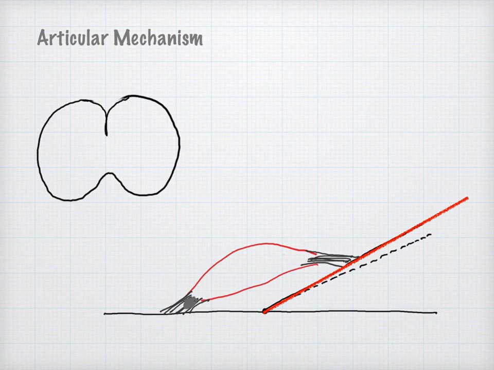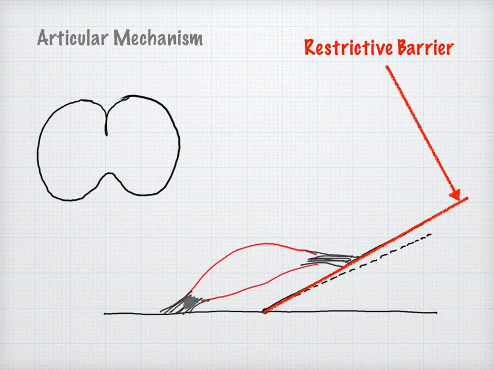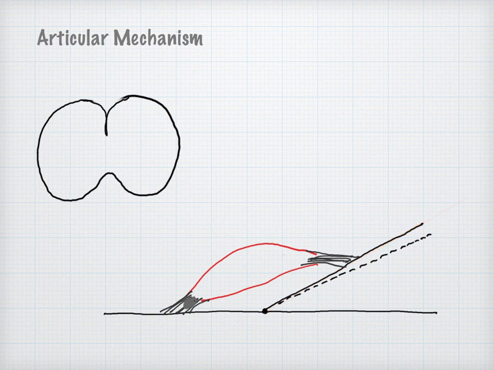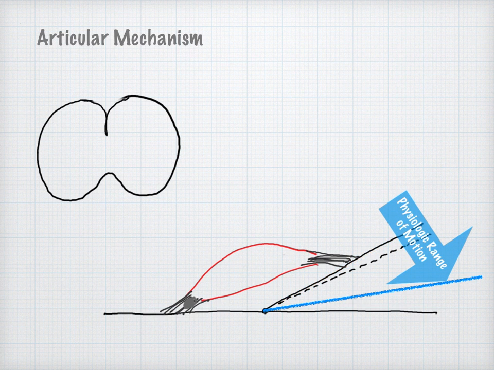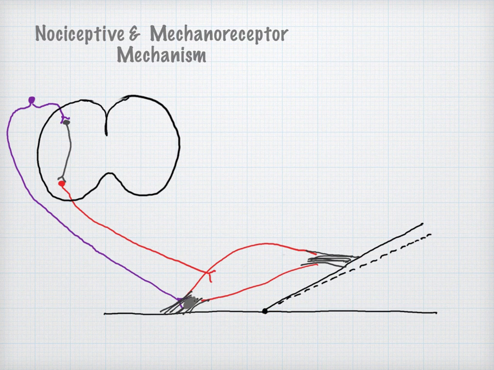The articular mechanism addresses a restrictive barrier, regardless of cause, by engaging it and applying a direct impulse or thrust force within the physiologic range of motion. This action abruptly resolves the restrictive barrier, restoring motion within the physiologic barrier range. The nociceptive and mechanoreceptor mechanism relies on the Golgi tendon organs, which monitor tension and muscle force. The Golgi tendon organs lie within muscle tendons.